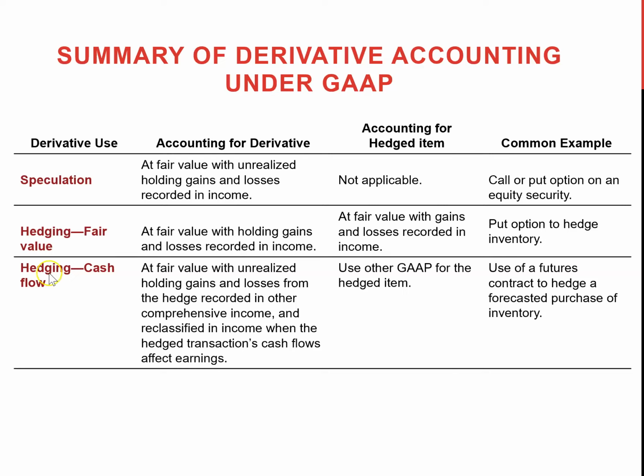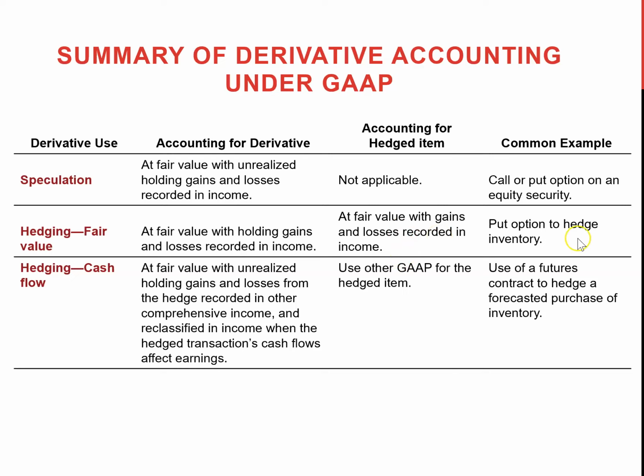Now, we learned about hedging, and there are two types of hedging. Fair value hedging means protecting against the negative impacts that may relate to fluctuations in fair values, and you also record this based on the fair values, and holding gains or losses will be recorded in the income statement. You also need to record the hedged item at its fair value, and gains or losses will also be recorded in the income statement.